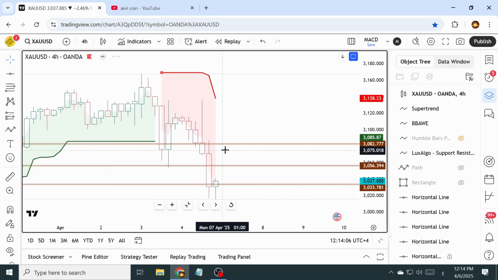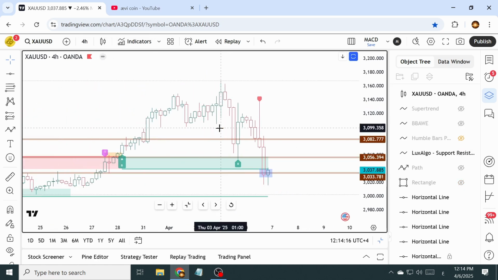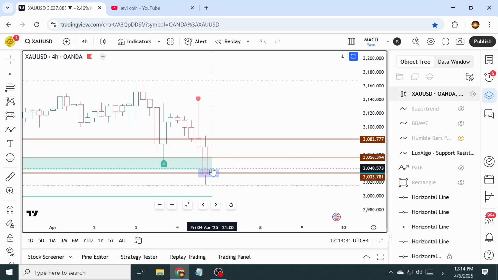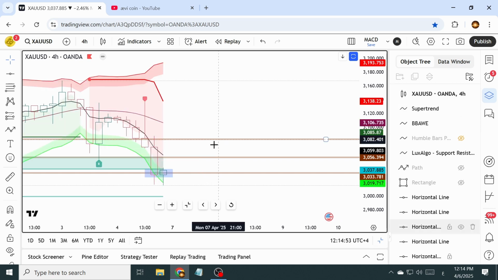In the 4 hours, we have here an attempt to break this support, and this area, it's a supply zone. So if the market opens on Monday and we see the price going above this level, we have the 5 EMA. If the price closes above the 5 EMA, we could see an attempt of the price to go to the 20 EMA.